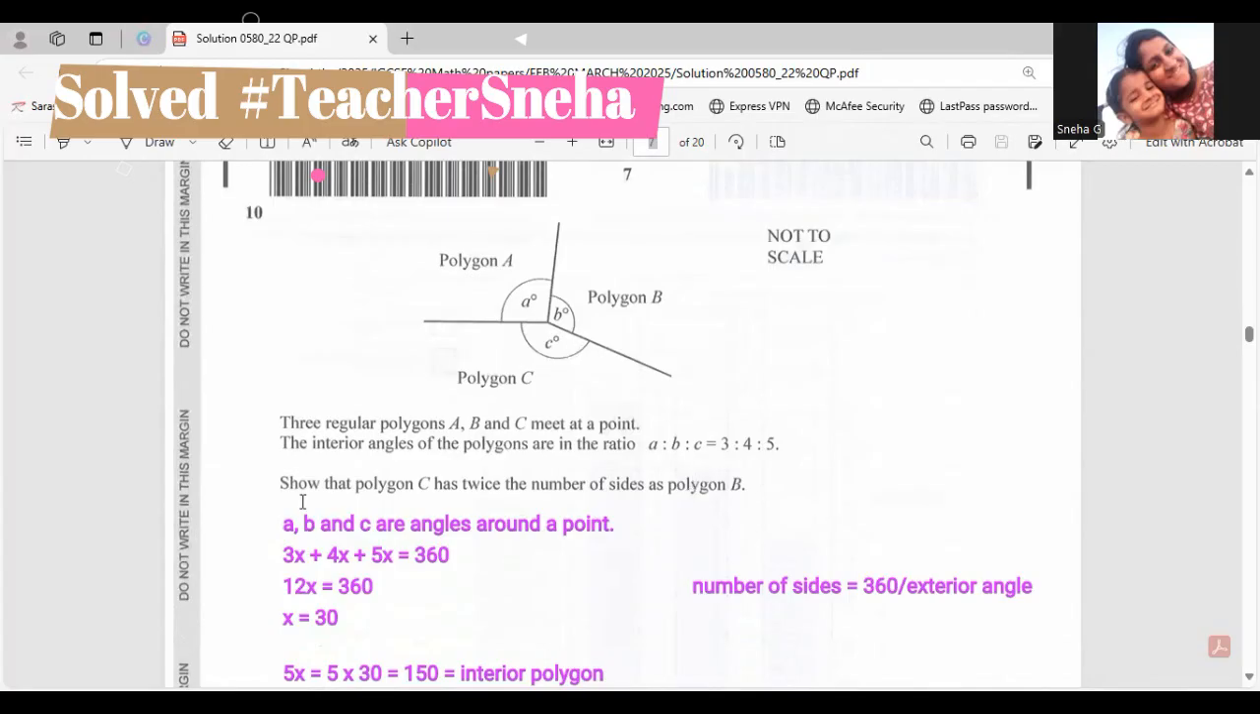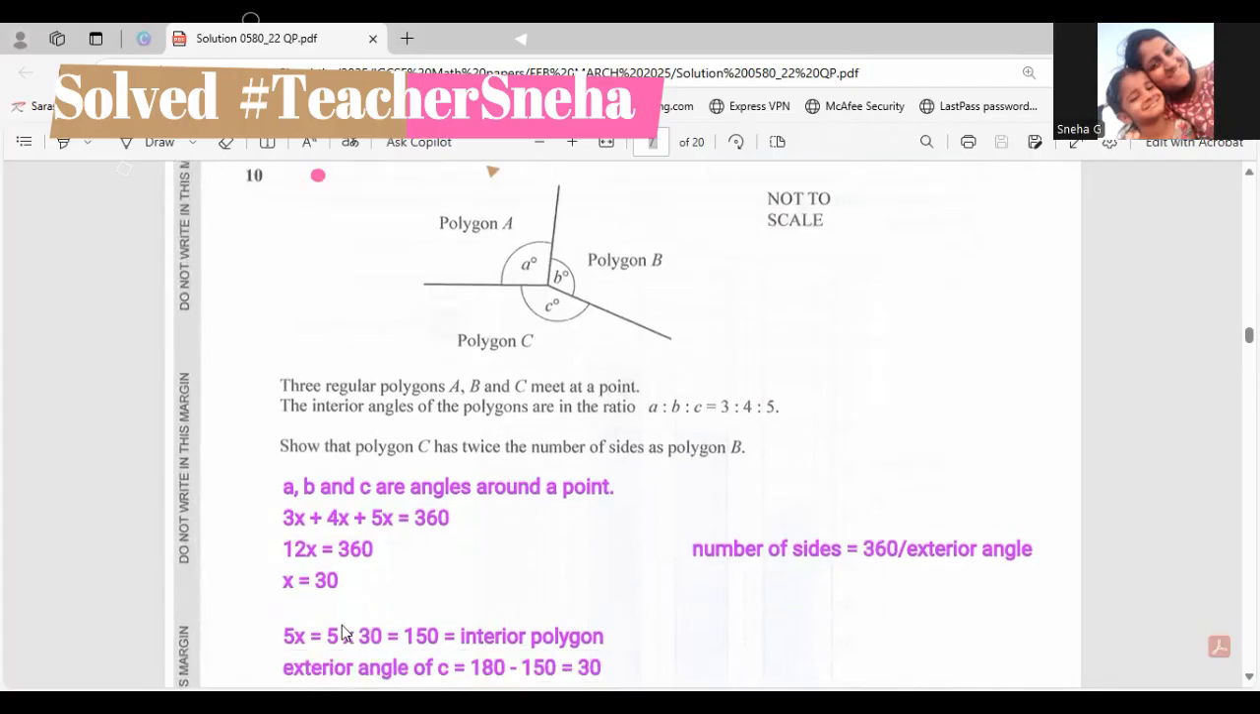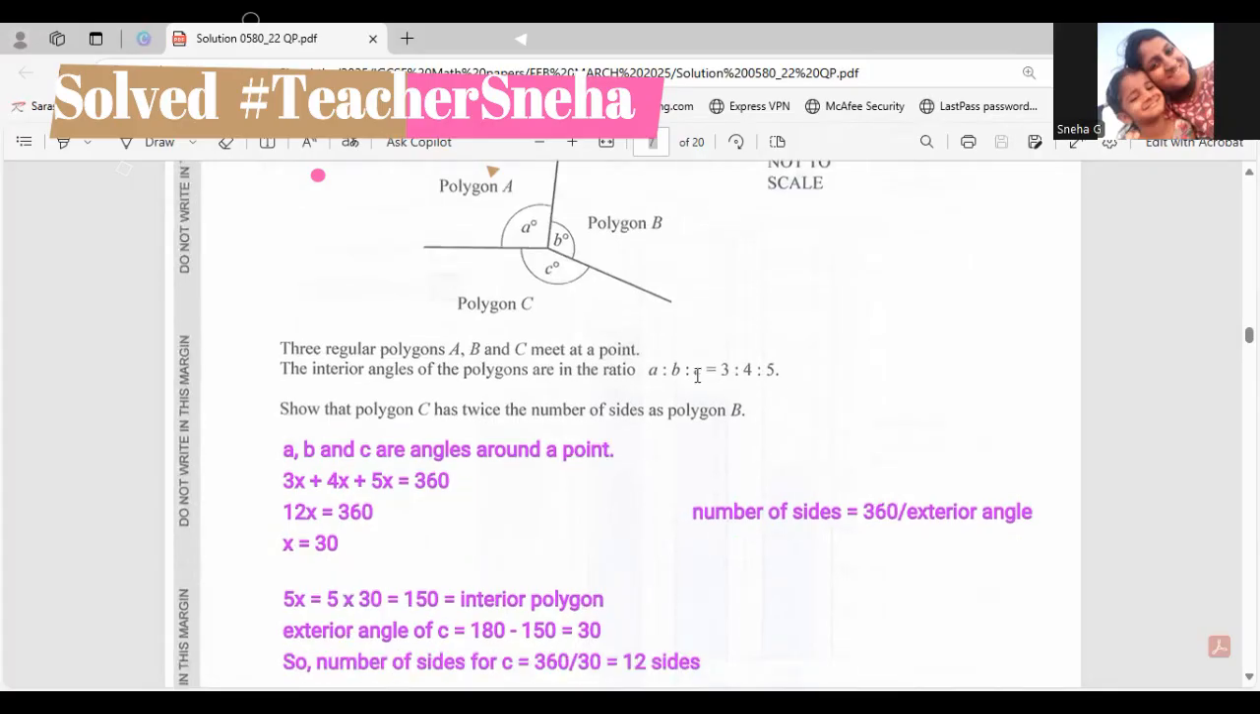Firstly, if you look closely, A, B, C are angles around the point. So angles around the point add up to 360. So the measures of these angles, 3x plus 4x plus 5x, will add up to 360. So on solving the equation, we get 12x is equal to 360. That gives me an answer, x is equal to 30. Now what I will do is I will find out the interior angles of each of the polygons. See here, you can see it has interior angle of 5x measurement. So x value we obtained as 30. 5 multiplied by 30. The interior angle of polygon C is 150.